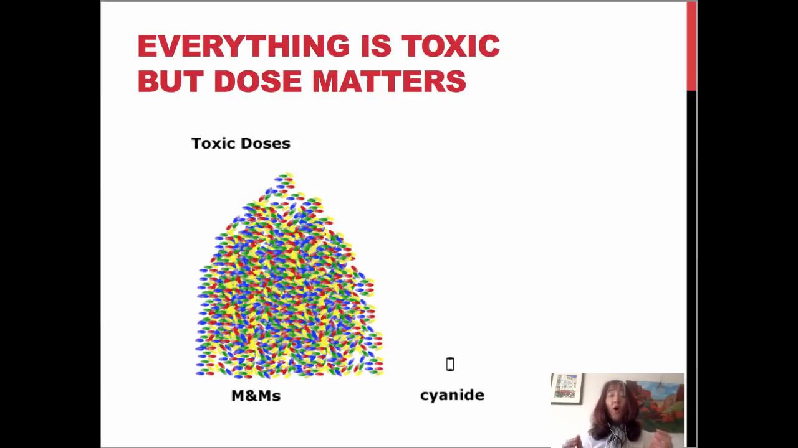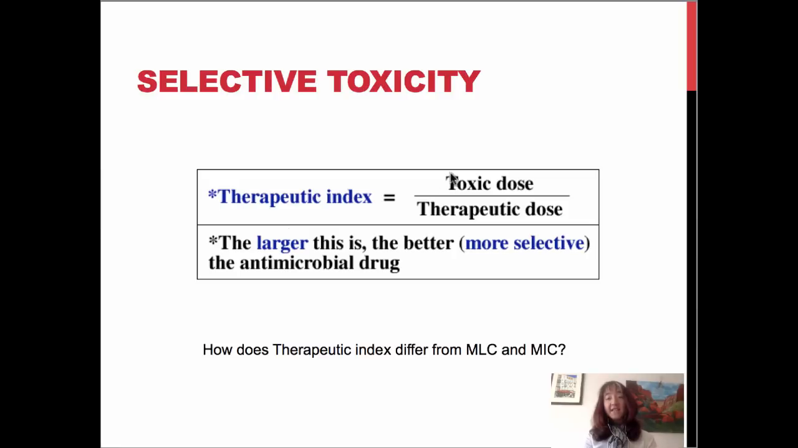If you were to overdose on M&Ms, it would literally take a mountain of M&Ms. You would have to eat a lot of M&Ms before it would kill you. So the toxic dose of M&Ms is much higher than the toxic dose of cyanide. It doesn't take very much cyanide to permanently harm you. So with that being said, we understand that a substance that takes a greater toxic dose, that is a higher value in the numerator, will be more selectively toxic. So the larger this number, the greater the therapeutic index.